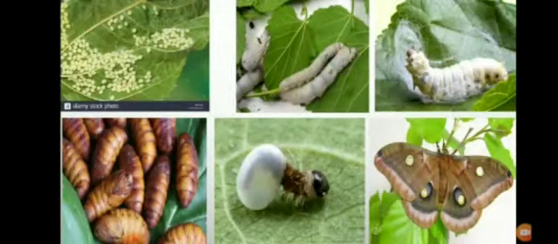So here we are seeing the silk moth and its eggs, its larva, its pupa, and a small moth coming out of an egg. So there is a life cycle of a silk worm, silk moth. Now we see some of the points about this.